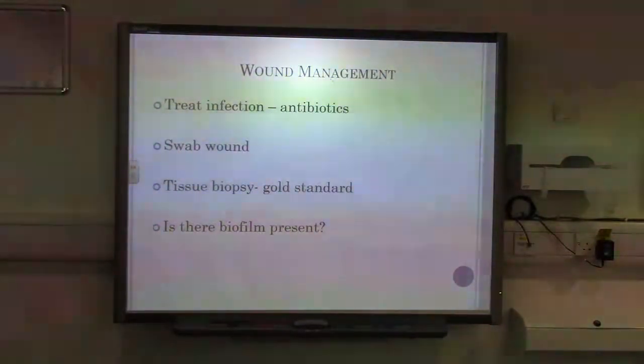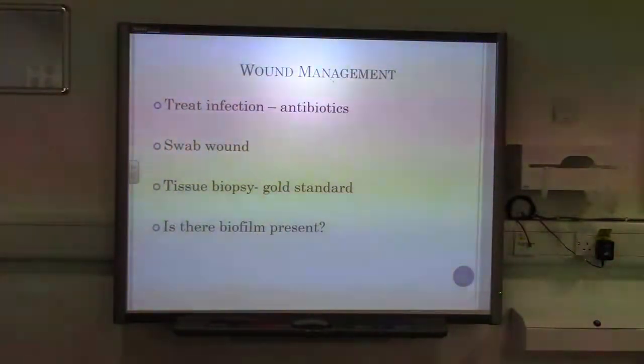So it's important to get a good swab, without touching the surrounding area. You might want to look at the exudate that's present on a wound and send it to the labs to see what potential organisms are within the exudate. The gold standard is tissue biopsy.